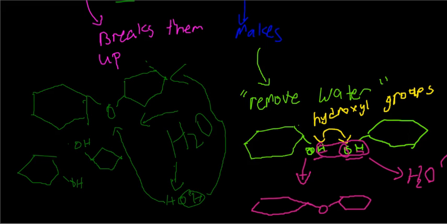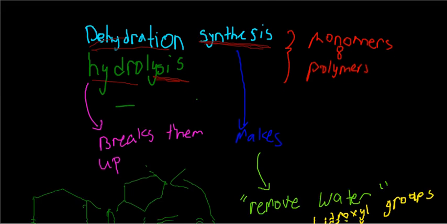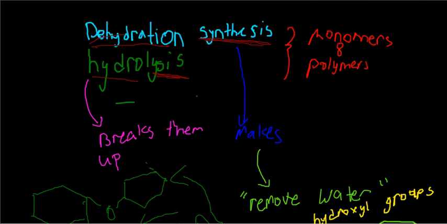If we look back at the term, hydrolysis is hydro and lysis, and lysis means to split. So we're going to split with water. And synthesis means to create. When you synthesize something, you create it. Dehydration means to remove water. So dehydration synthesis means to create by removing water. This is how monomers and polymers are joined together. It's the most common way.